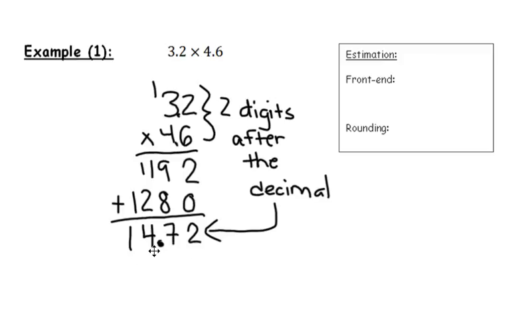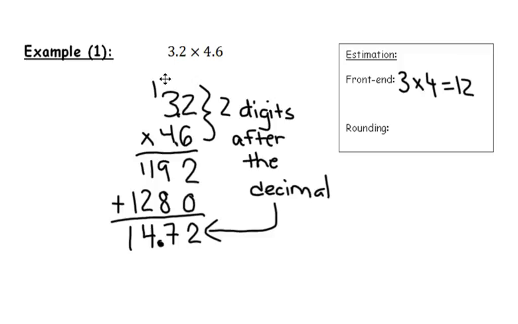We're going to use estimation to check our answer. There are 2 forms of estimation, front end and rounding. For front end estimation, you just drop the digits after the decimal. So in this situation, you'd have 3 times 4, which is 12, which is close to our actual answer of 14.